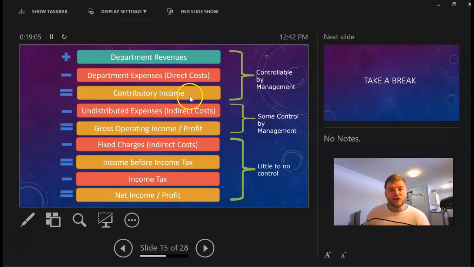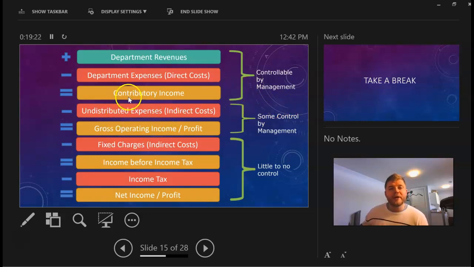Then we're left with our contributory income. So what each department contributes. This is controllable by management, right? Direct costs, making sure that we're not wasting things, making sure we staff appropriately. This is the stuff that we get paid for.